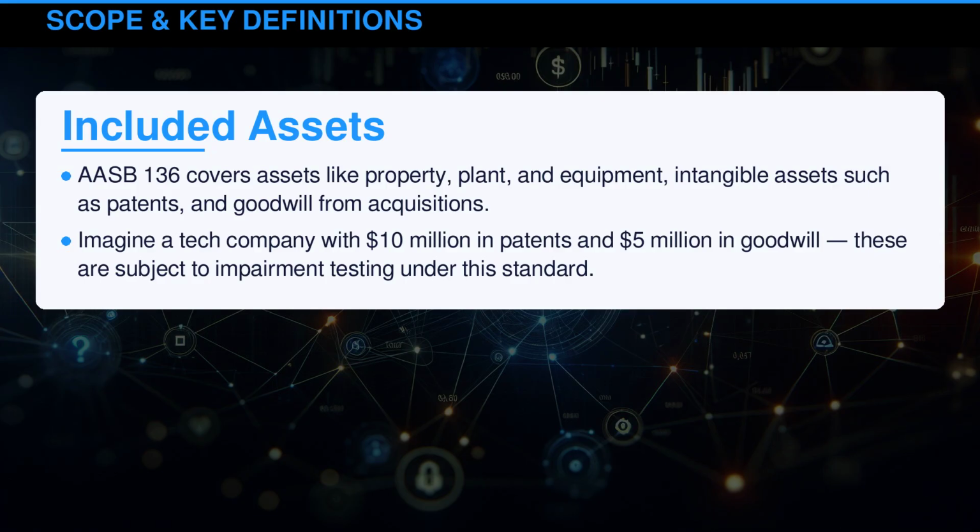AASB 136 covers assets like property, plant, and equipment, intangible assets such as patents, and goodwill from acquisitions. Imagine a tech company with $10 million in patents and $5 million in goodwill. These are subject to impairment testing under this standard.